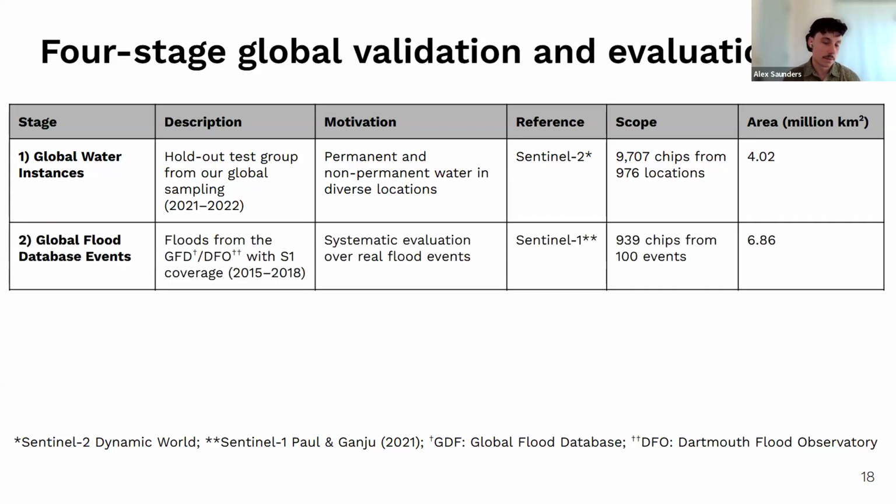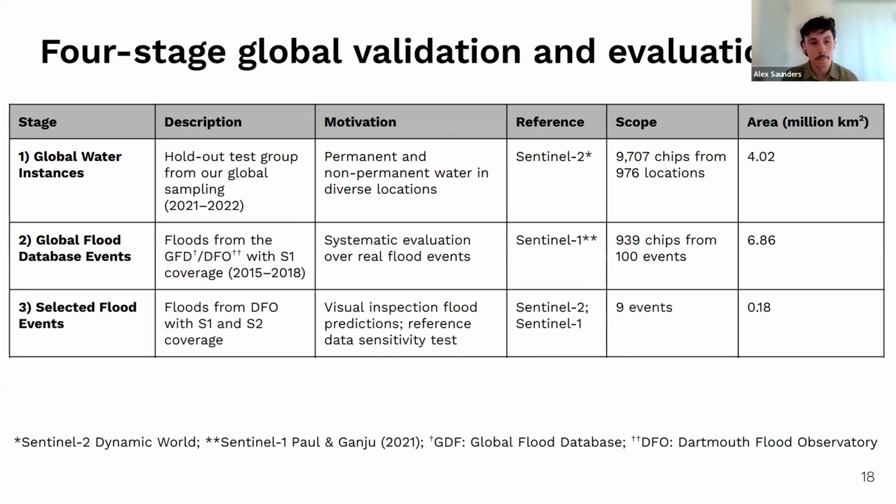And so given that this is a flood monitoring project, we then sampled events from the global flood database and ended up with nearly 1,000 chips from around 100 flood events. For those, since a lot of them have naturally very cloudy conditions associated with real-life flood events, we used Sentinel-1, taking advantage of its synthetic aperture radar, being able to map the floods despite the clouds. And then we saw how well our VIIRS algorithm was able to keep up with that.